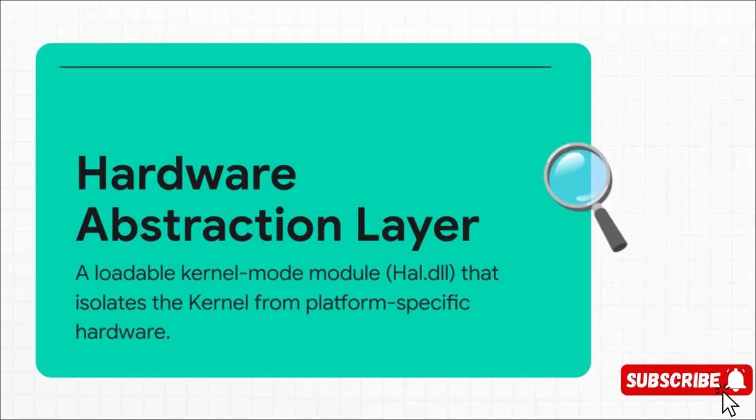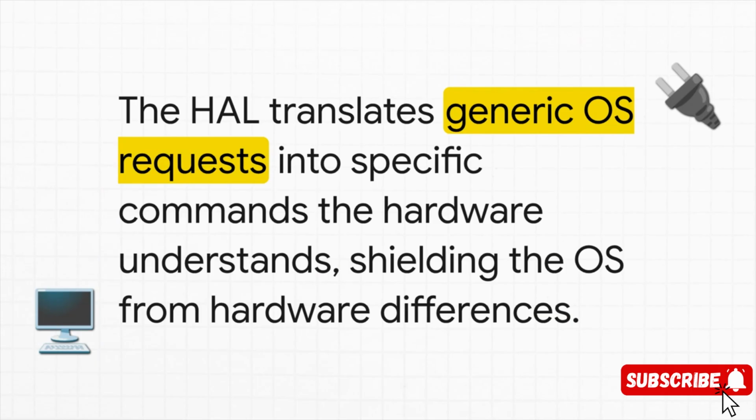It's a component called the Hardware Abstraction Layer, or HAL for short. You can think of it as a universal translator, a single, clever module that sits right between the generic OS and your very specific physical hardware. And this is the secret sauce for how Windows can run on so many different computers. The HAL is the magic layer that absorbs all those little differences between, say, an Intel processor and an AMD one. It lets the rest of the OS, the executive and the kernel, speak in one generic language, while the HAL does the hard work of translating that into the specific commands your hardware needs to hear.